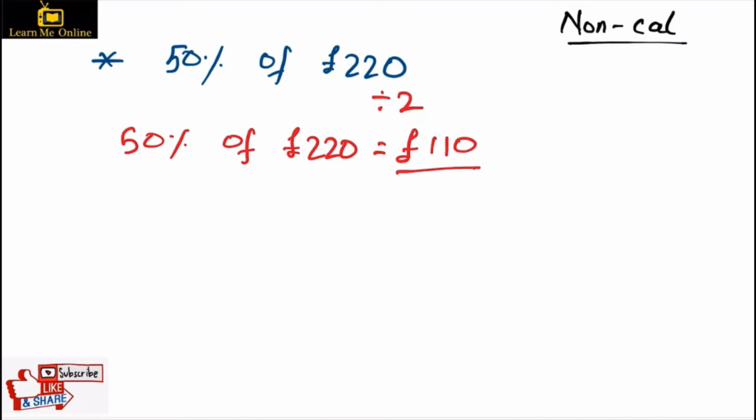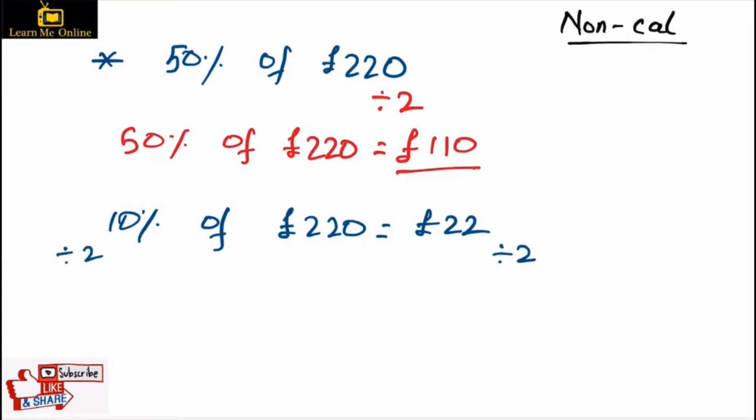It could possibly be asked to find out the 5% of 220. To find out the 5% of 220, you can go back to the 10% of 220. From previous, we know that the 10% of 220 is £22. Getting 5% from 10% means dividing by 2, because half of the 10% is the 5%. So half of £22 would be £11.